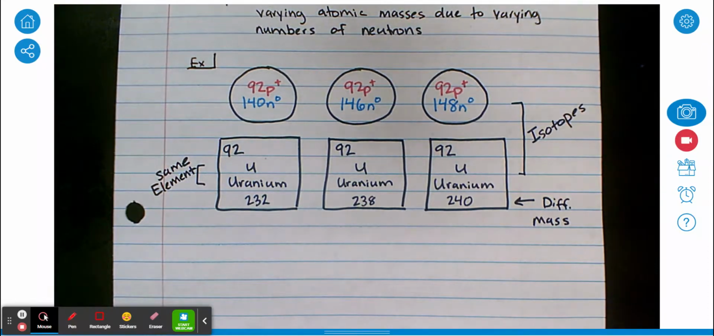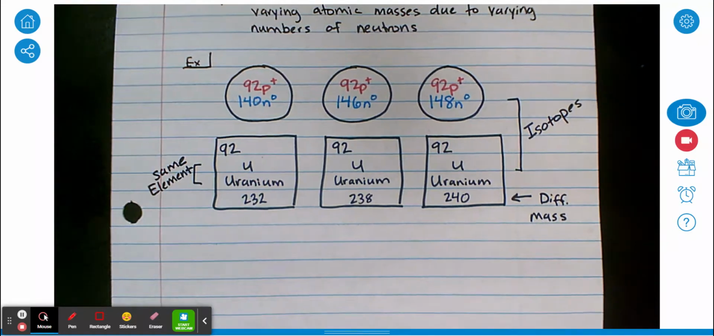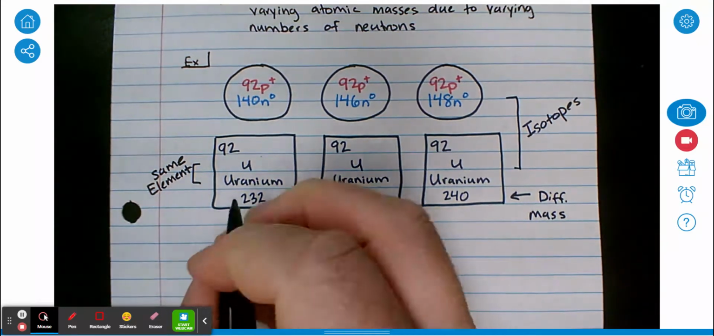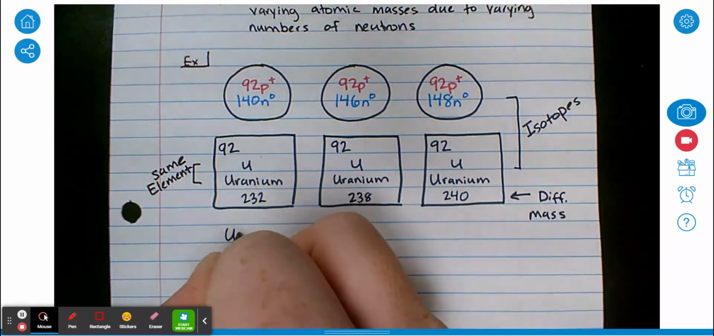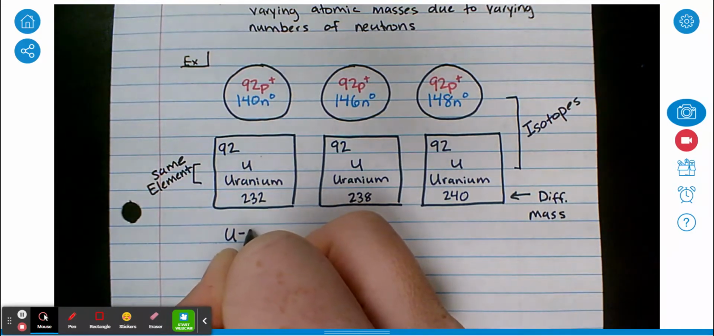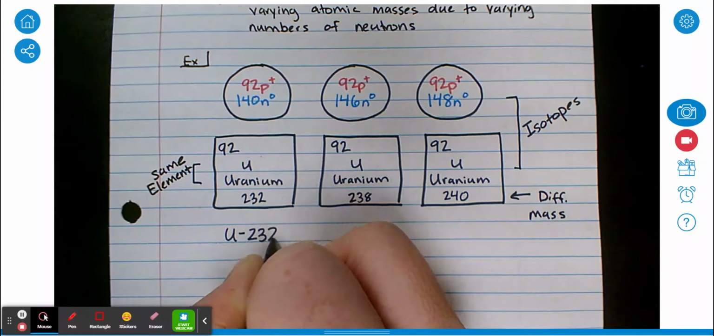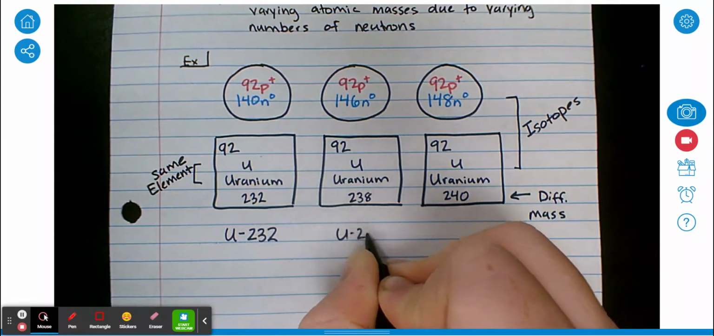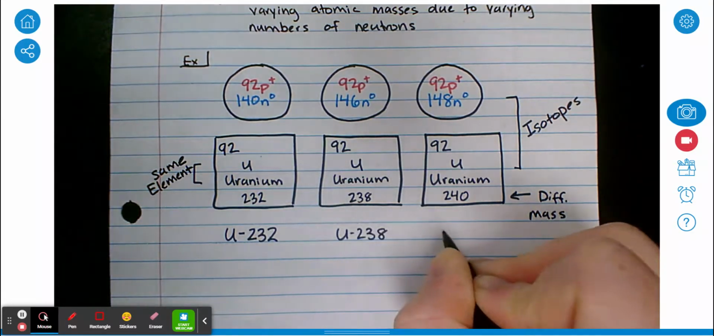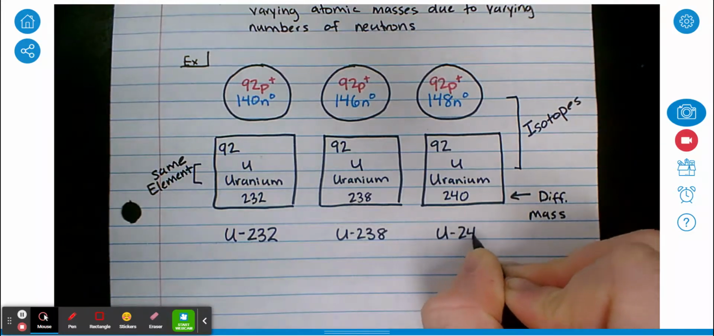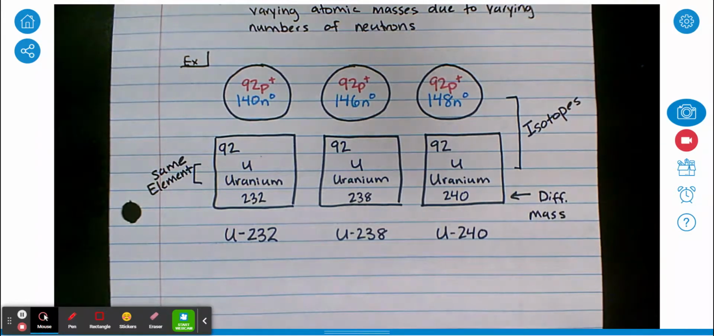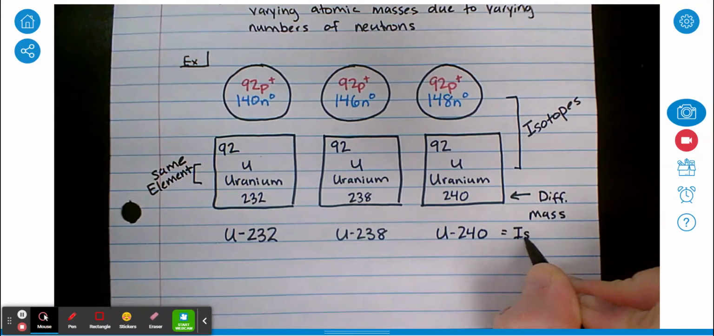Now, if you remember clear back from Unit 1, this is why we do element symbols as name, dot, or dash mass, because this lets us differentiate between isotopes.